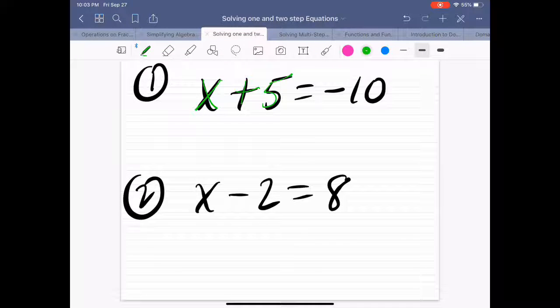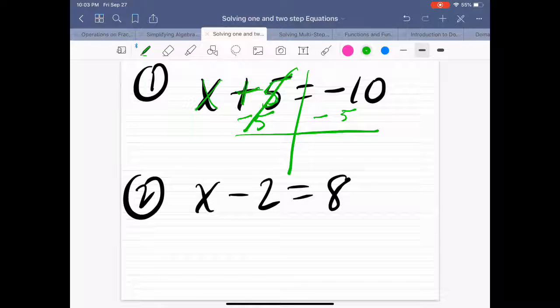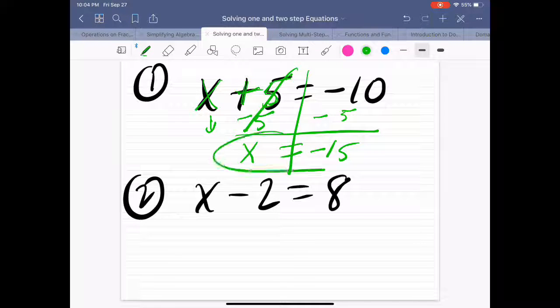So what you have to do is do opposite operations. The opposite of plus 5 is minus 5. And what you do on one side, you have to do on the other side of the equal sign. 5 minus 5 is 0. Bring down the x. Negative 10 minus 5 is negative 15. So x equals negative 15.